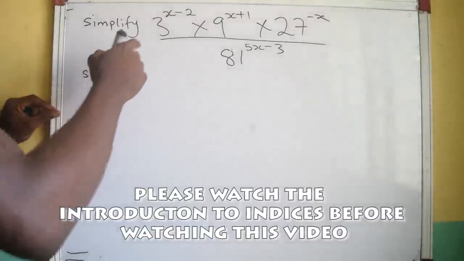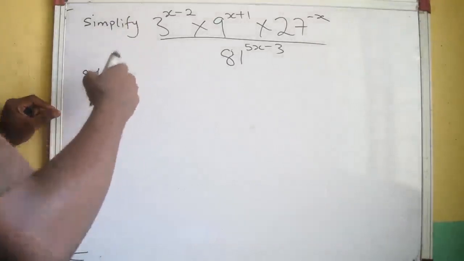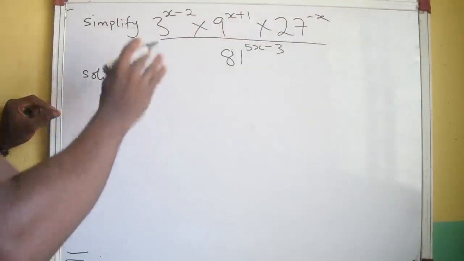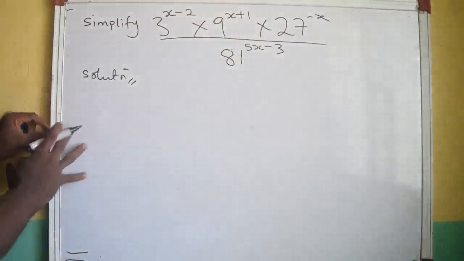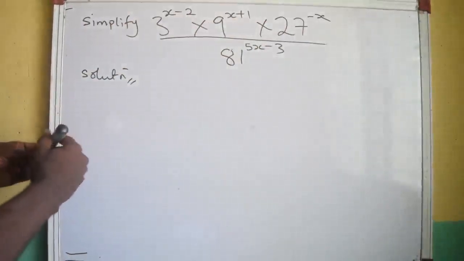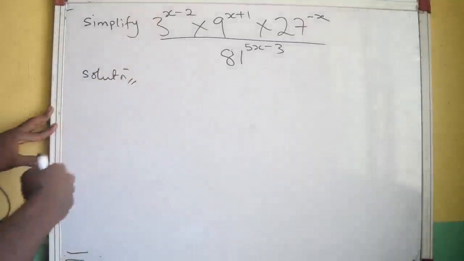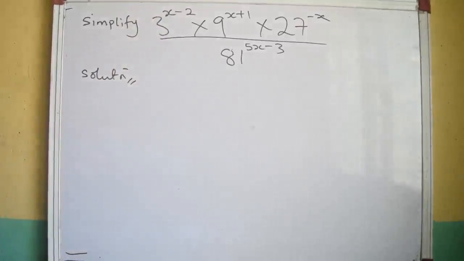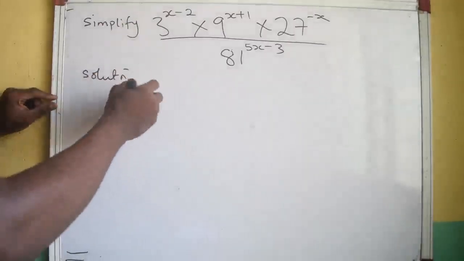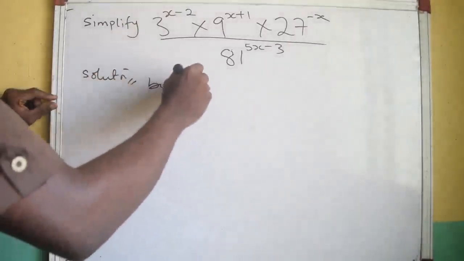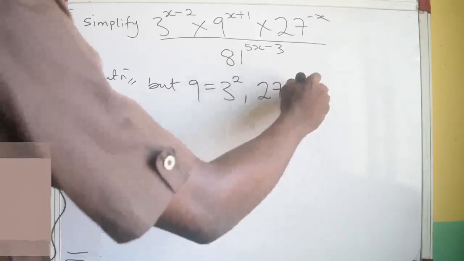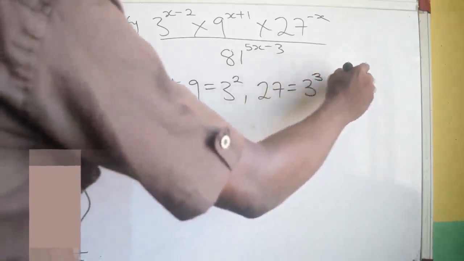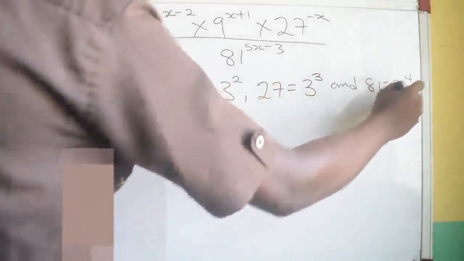you look at it. If you check the smallest number here, which is 3, it can divide all these numbers. Apart from the division, this 9, 27, and likewise 81 can be transformed to look like 3. So this implies that 9 is the same thing as 3 raised to the power 2, 27 is the same thing as 3 raised to the power 3, and 81 is the same thing as 3 raised to the power 4.